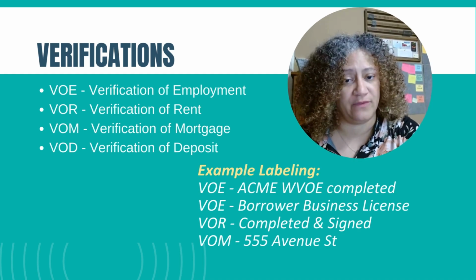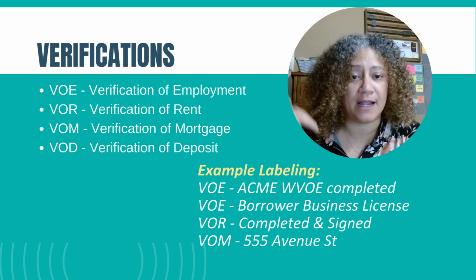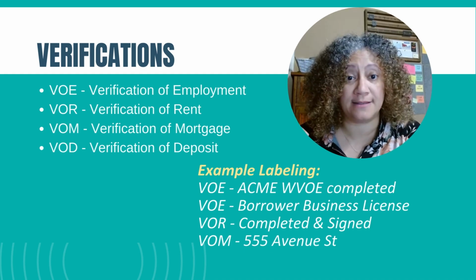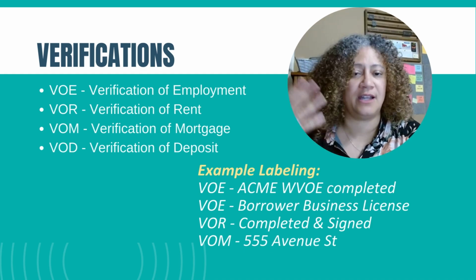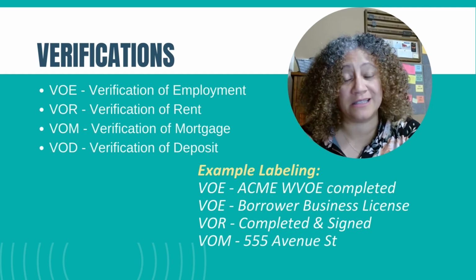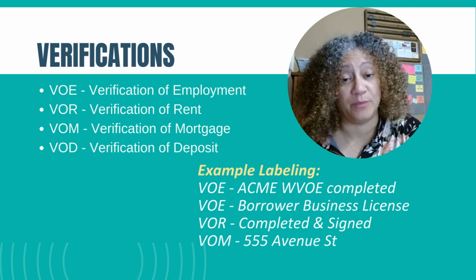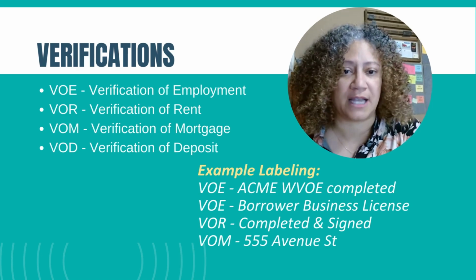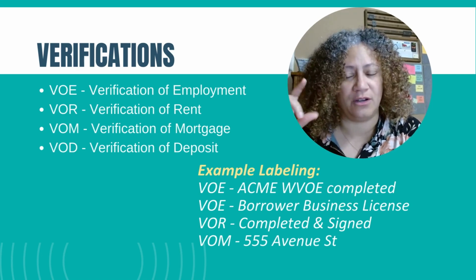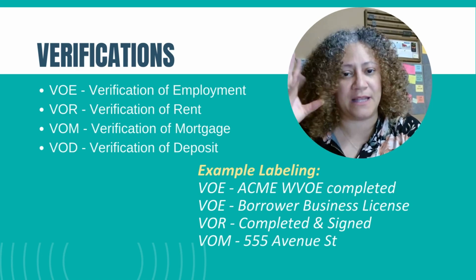We also put under VOEs, if we pull any online business licenses, we may pull their tax certificate or their DBA or their business license from somewhere online. We'll label that as a VOE as we verify their business. You can also put that under the income section if that makes more sense for you.